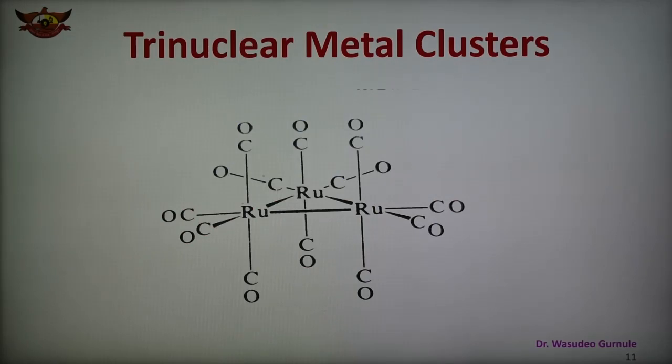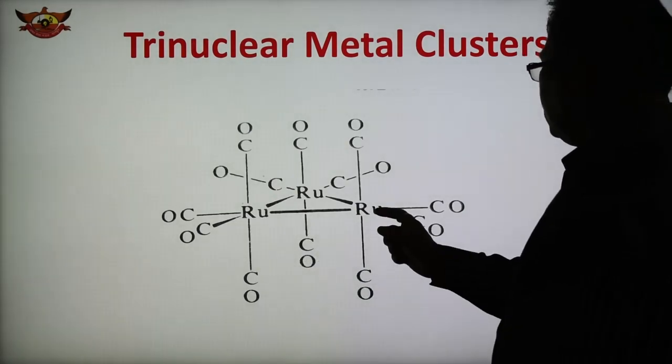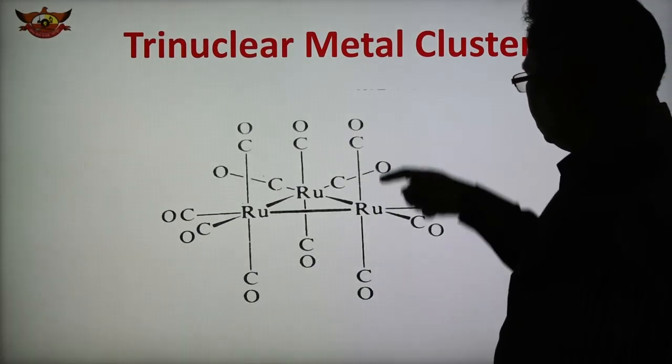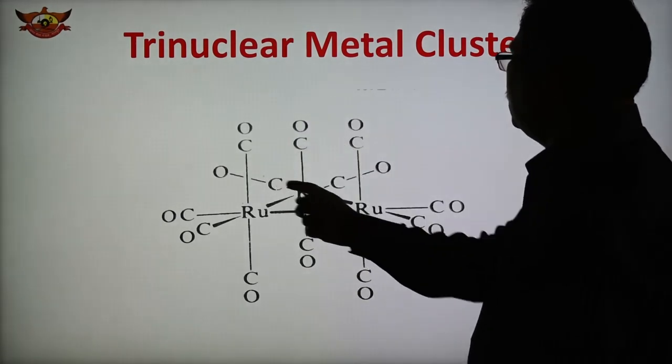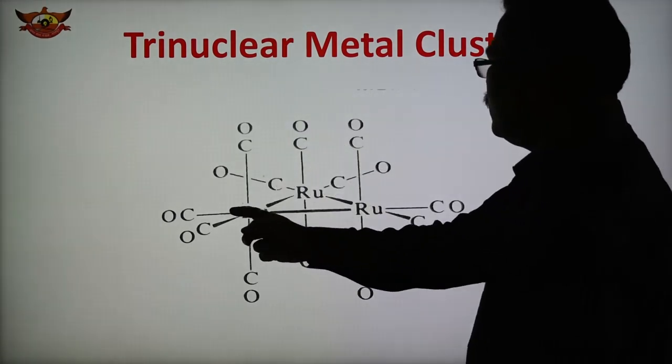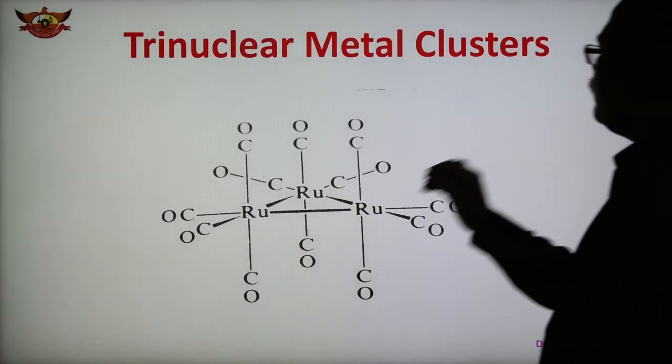Some more structures of trinuclear metal clusters are shown here. Re3Cl12 and Re3Cl9 are examples of trinuclear metal clusters. This is the ruthenium metal cluster. 3 rutheniums are shown here, and this ruthenium has 1, 2, 3, 4. This ruthenium has 1, 2, 3, and this ruthenium has 1, 2, 3, and this is 4. So each has 4.